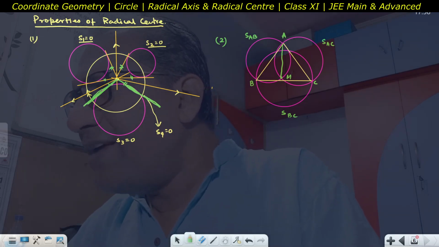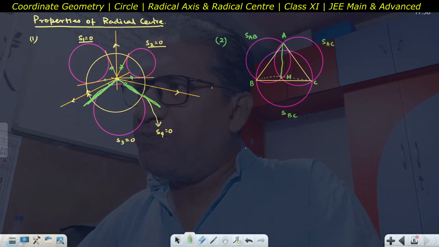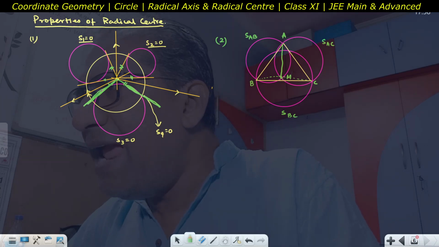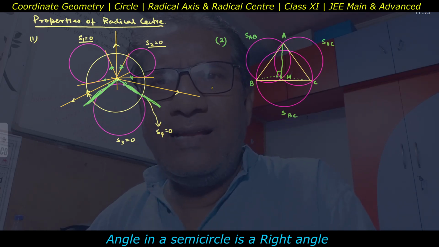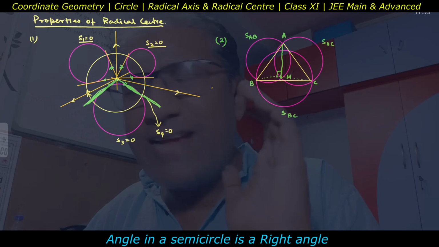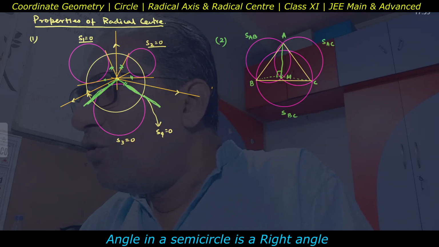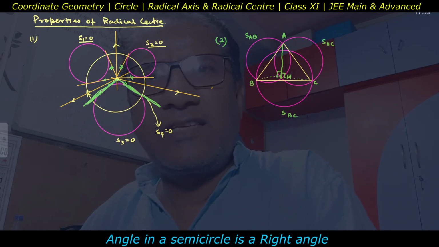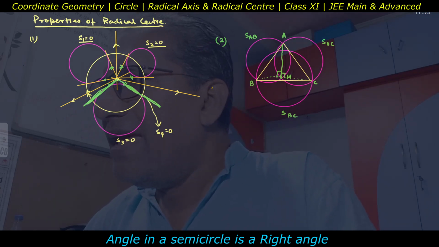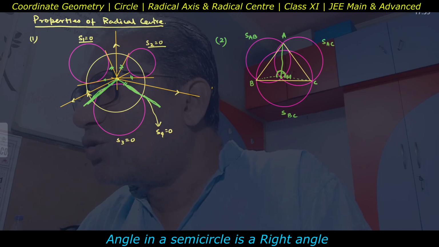Now, if I join this point, BM and MC, look at it carefully. Since this point M is on the circle S AB, this angle will be 90 degrees, because we all know that the angle in a semicircle is always a right angle. And now similarly for the circle S AC, this angle is again 90 degrees, because this is also the angle in a semicircle. Therefore, this angle is 180 degrees, right?